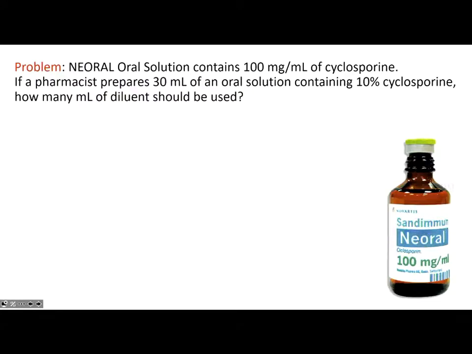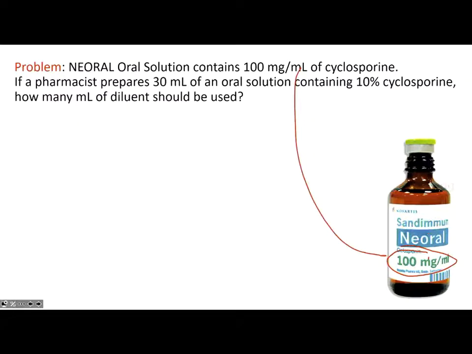All right, let's do this question. It's Neoral oral solution. Neoral is the brand name for cyclosporine, a very commonly used anti-rejection drug, an immunosuppressant for people that have had a transplant, so it's an anti-transplant rejection drug. So here's the drug. It comes already in a concentration of 100 milligrams per mL, sorry. There's the concentration. So that's what we have to begin with, all right?